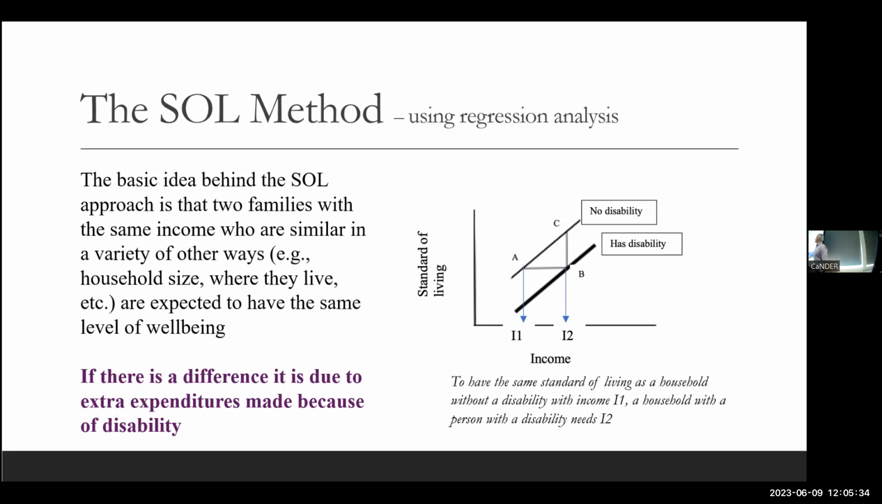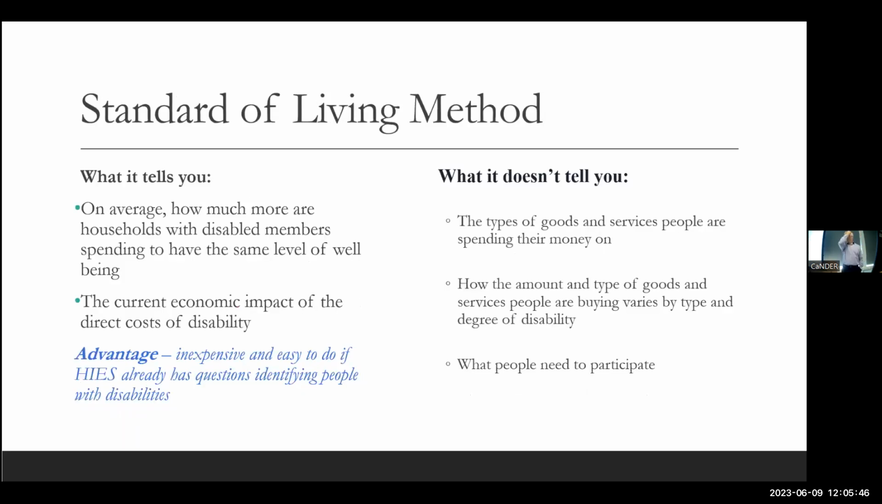We have to come up with a definition of standard of living, of well-being that we're going to use, okay? And we'll talk more about that in a second, because there are different methods, okay? But first, what does the standard of living method tell you? And it's the most often used one. On average, how much more are households with disabled members spending to have the same level of well-being? So it's telling you the current economic impact of the direct costs of disability.